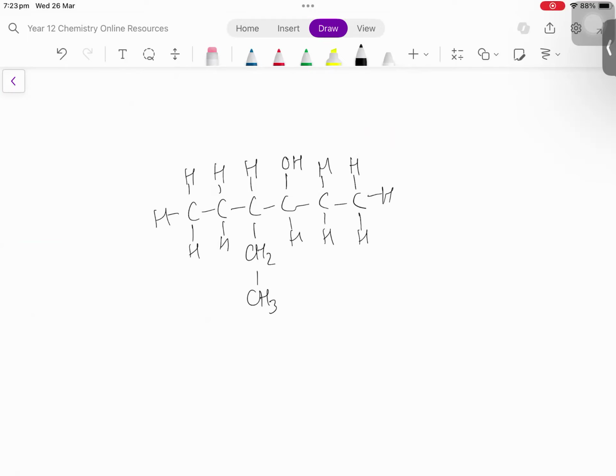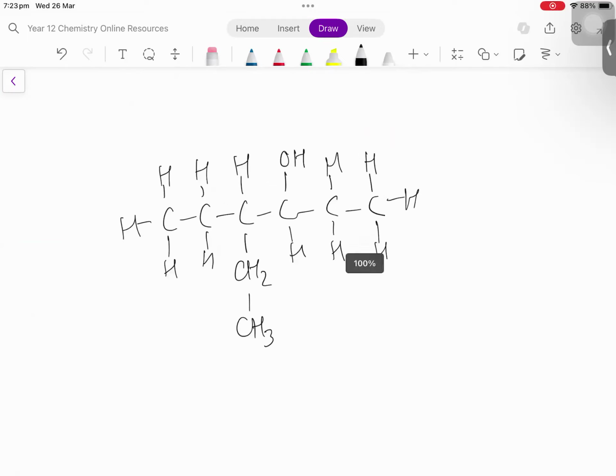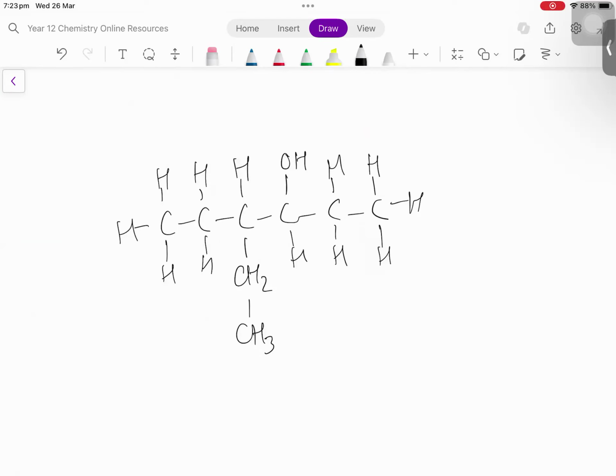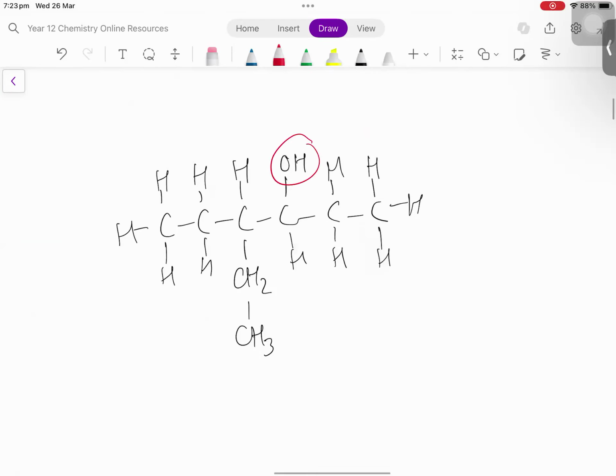Okay. When you're figuring out the longest number of carbons, it needs to have your main functional group in it. So you're going to identify your main functional group first. This is the carbon that it's bonded to. When you go to figure out the longest number of carbons, it needs to have this carbon with the OH.